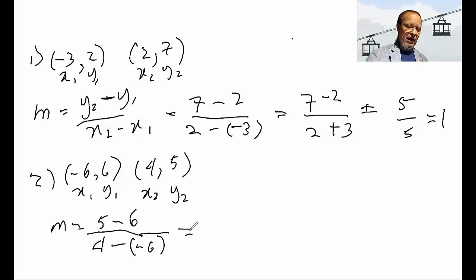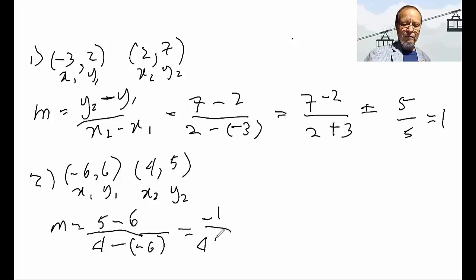So now I have 5 minus 6. Well, that gives me -1 on the top. And then 4, and a minus times a minus, well, that'll give me 4 plus 6. And that will give me -1 over 10.